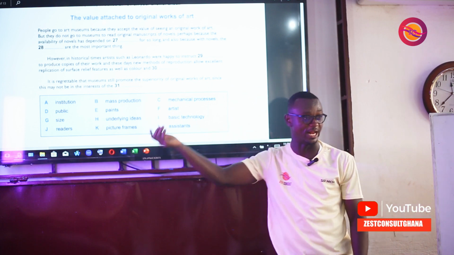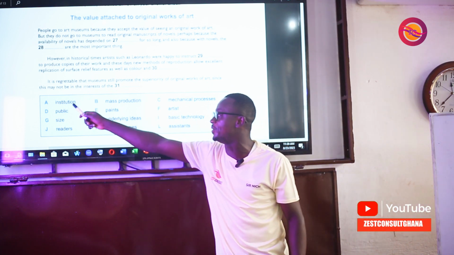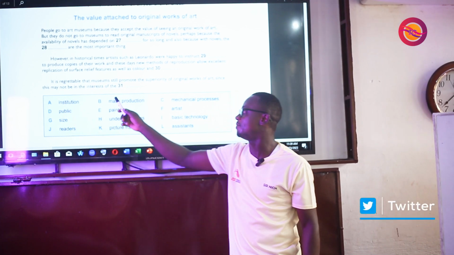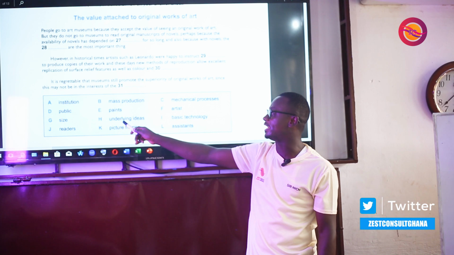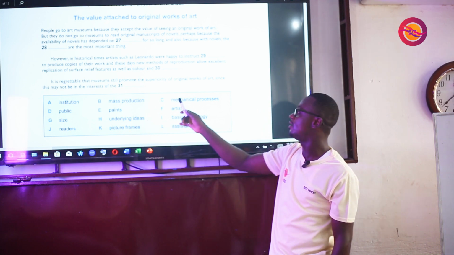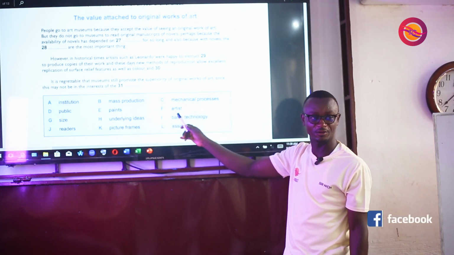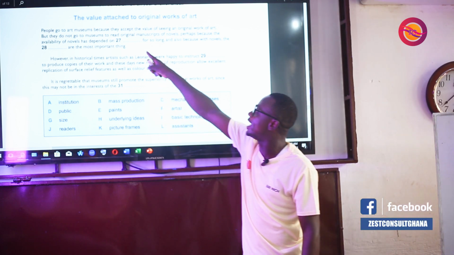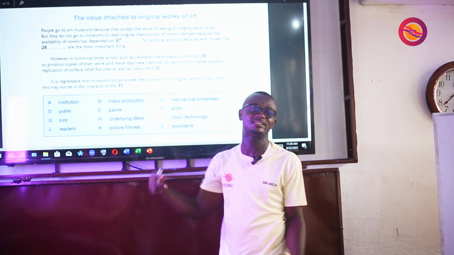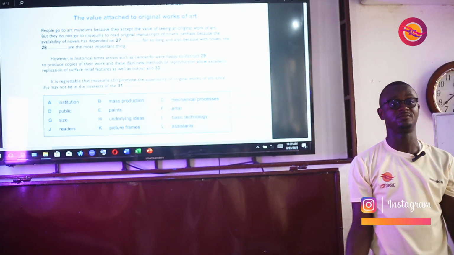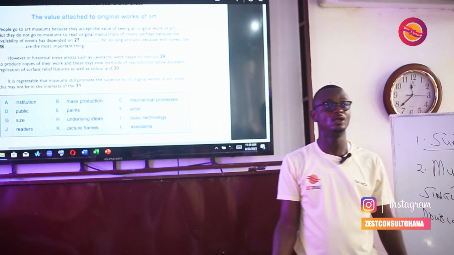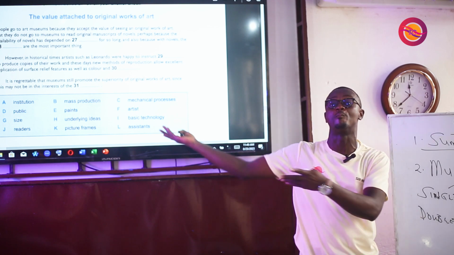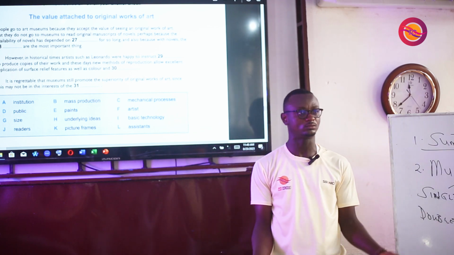Assuming we had copying clerks, can we match copying clerks to institution, public, science, readers, mass production, plates, underlying ideas, picture frames, mechanical processes, artists? No. Basic technology? No. So it will be what? Then on 27 you write what? That is it. So the same strategy. The only thing is that you compare. And of course, you did not encounter any difficulty comparing, yes or no? So it isn't difficult.